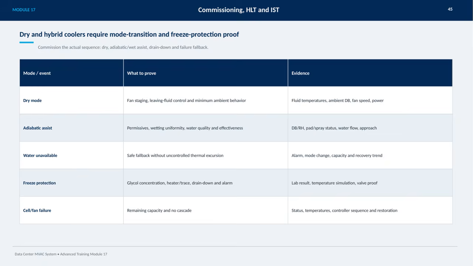Freeze protection involves checking glycol concentration, heater or trace heat function, proper drain down, and alarm operation. Evidence here comes from lab results, temperature simulations, and valve functionality tests. Finally, in case of cell or fan failure, the system should maintain remaining capacity without cascading failure. We monitor status, temperatures, controller sequences, and restoration procedures to prove this. Each of these steps is crucial to ensure the data center MVAC system performs reliably under all operating conditions.